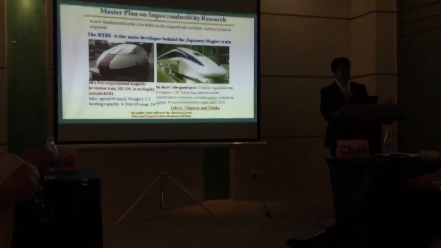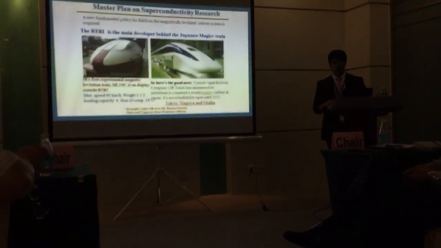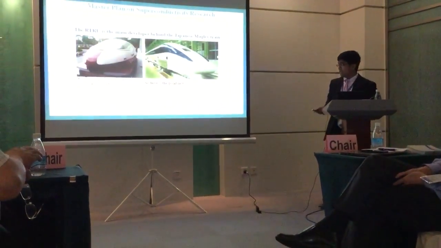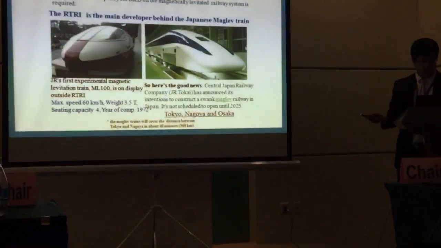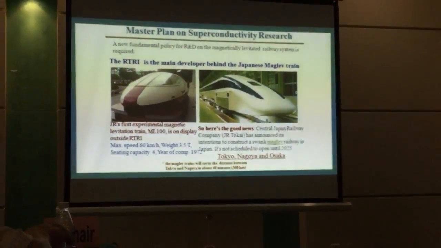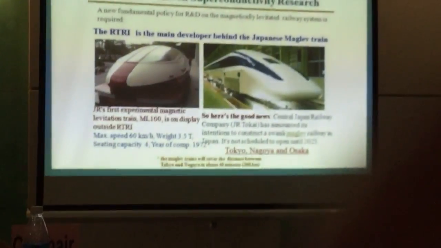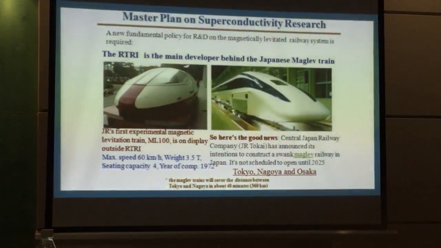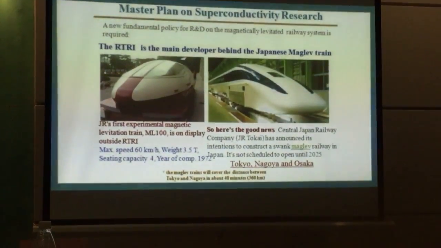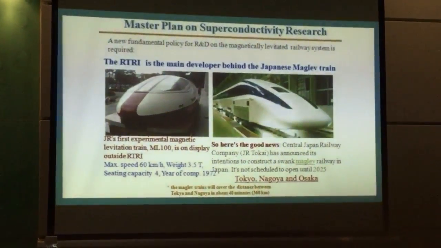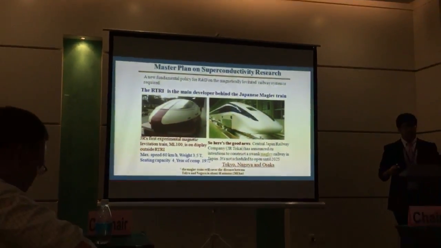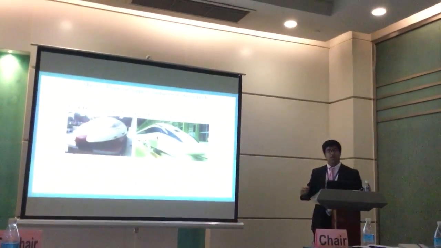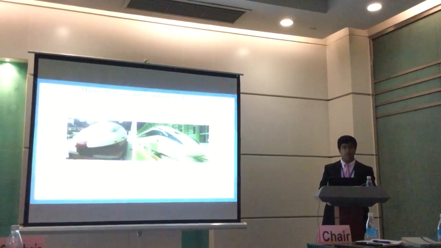Now, before I go further into my modeling of GD123, I'd like to talk about the new enhancements in the transportation sector by GD123. In Japan, it first started out with this very first model that was developed. It's called ML100, and it is displayed in front of RTRI. When it was first developed, the maximum speed it could travel was 60 kilometers per hour, its weight was 3.5 tons, and the seating capacity was only 4 people. Japan's future aim is creating a maglev train by the company JR Tokai, whose main aim is to develop a maglev train traveling from Tokyo to Nagoya to Osaka by the year 2025.